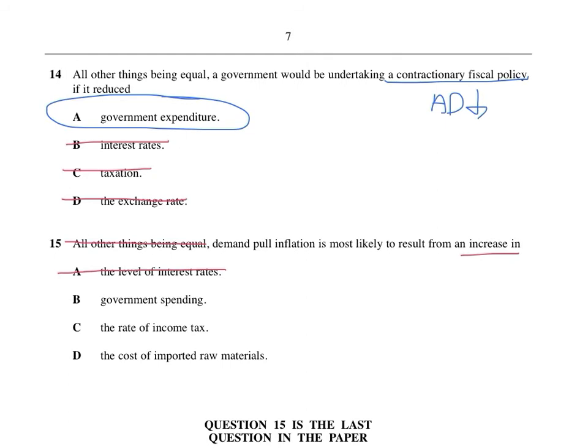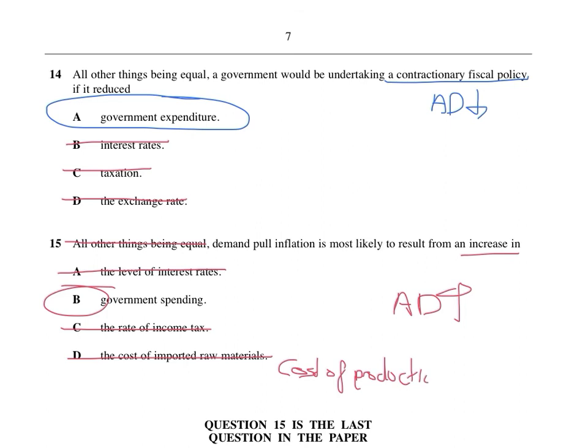Right, B, an increase in government spending. That would be right, because that's part of AD, so AD's gone up, which would cause demand pull inflation. Right, the rate of income tax, if that goes up, people would be spending less, so AD would go down. And the cost of imported raw materials is a factor that would affect a firm's cost of production. And we know that's something that would affect cost push inflation, so it's not to do with this question, so that's wrong. So the answer is B.